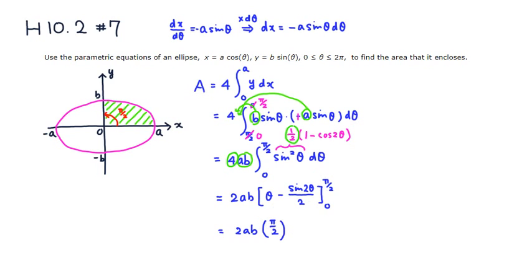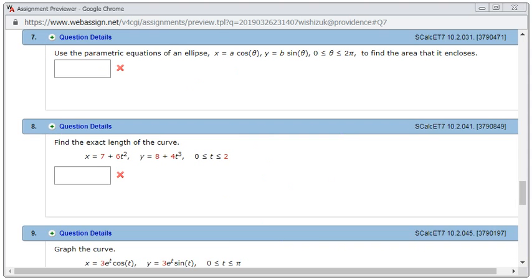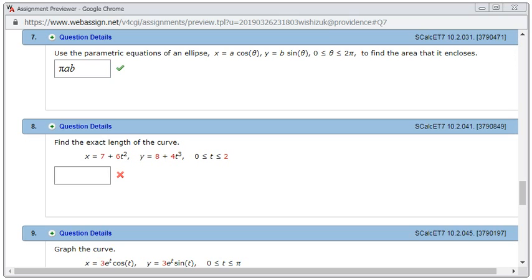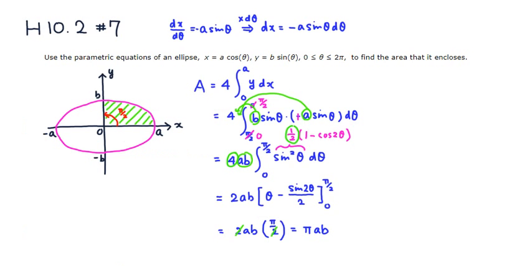So we can cancel the 2 on top and the 2 on the bottom, and we end up getting pi times ab. Let's type it in: pi times ab. Let's check the answer. I came back and it looks like we got this one correctly. That's it. I hope that this was clear.